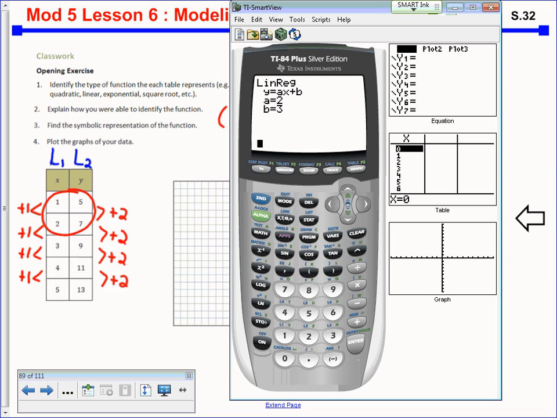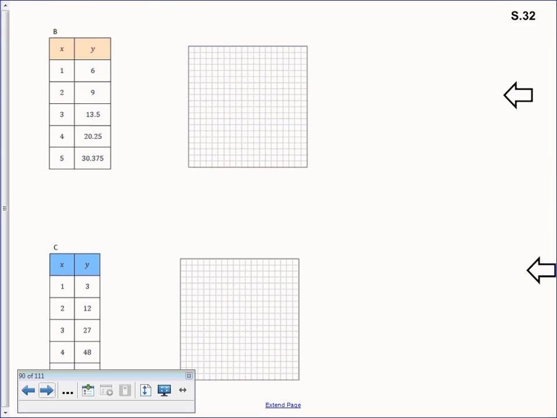Now let's go on to page number 50, and I want to look at my next table of values. The very first thing I'm going to do is look at my changes in my x's, and I realize that they are going up by 1's. And then I'm going to be looking at the changes in my y's. So when I go from 6 to 9, I'm increasing by 3. From 9 to 13.5, I'm a little bit different. It's 4.5. And then I'm going up by 6.75. And then I'm going up by 10.125.